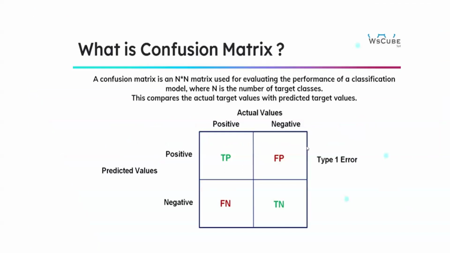So what is this confusion matrix? A confusion matrix is an n by n matrix used for evaluating the performance of a classification model, where n is the number of target classes. This confusion matrix compares the actual target values with the predicted target values. So how the confusion matrix looks is something like this. We have these four variables in this, and these are actual values, these are predicted values.